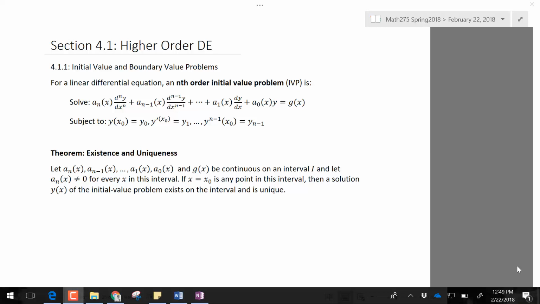So let's first focus on initial value problems. Maybe I should cross out boundary values for now. And let's focus on initial value problems. So an nth order differential equation that has an initial condition would be, the order, right? It's the highest derivative you have.